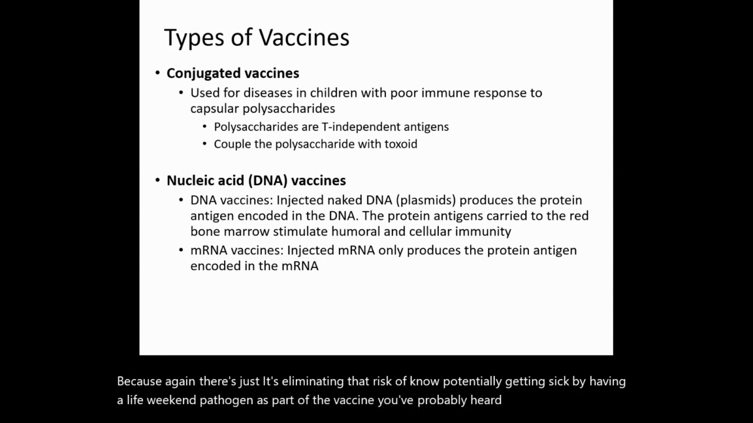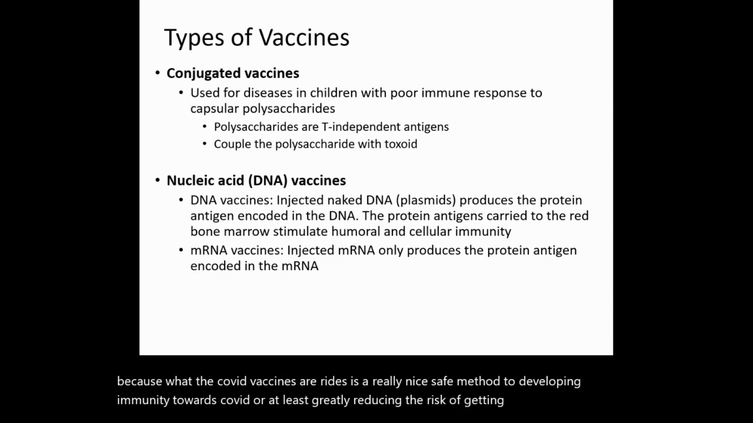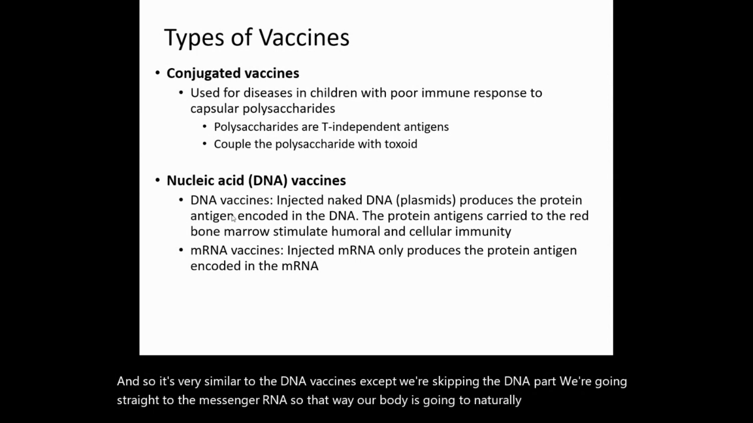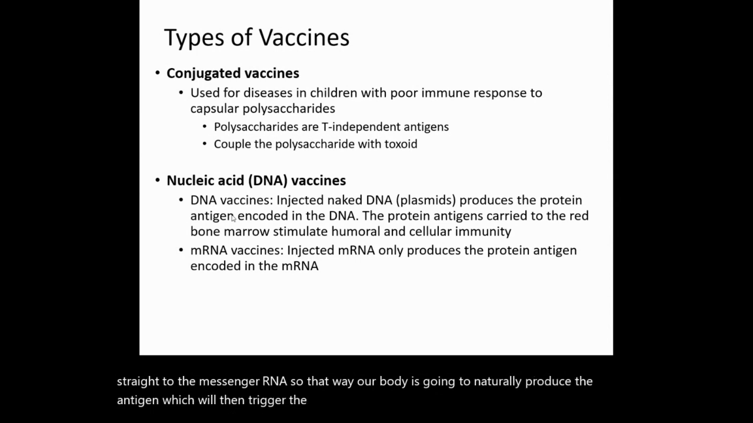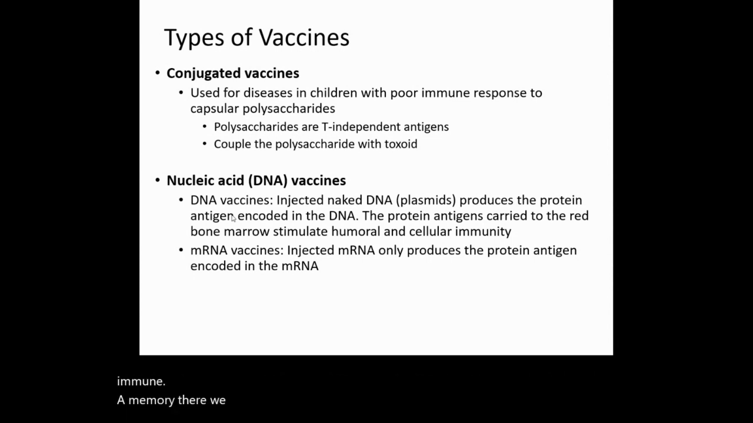You've probably heard of the mRNA vaccines because that's what the COVID vaccines are, which is why this is a really nice, safe method to developing immunity towards COVID, or at least greatly reducing the risk of getting sick. And so it's very similar to the DNA vaccines, except we're skipping the DNA part. We're going straight to the messenger RNA. So that way our body is going to naturally produce the antigen, which will then trigger the immune response. And just like with DNA vaccines, we're going to get a nice full-blown response with those memory cells. So we get a nice long immune memory.